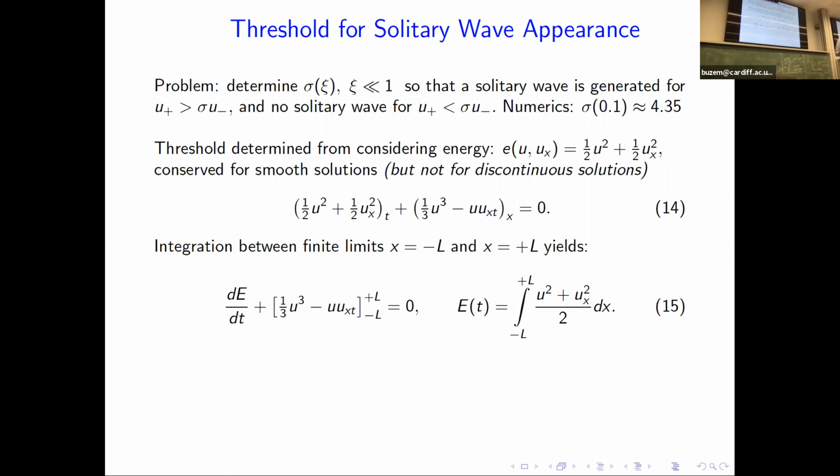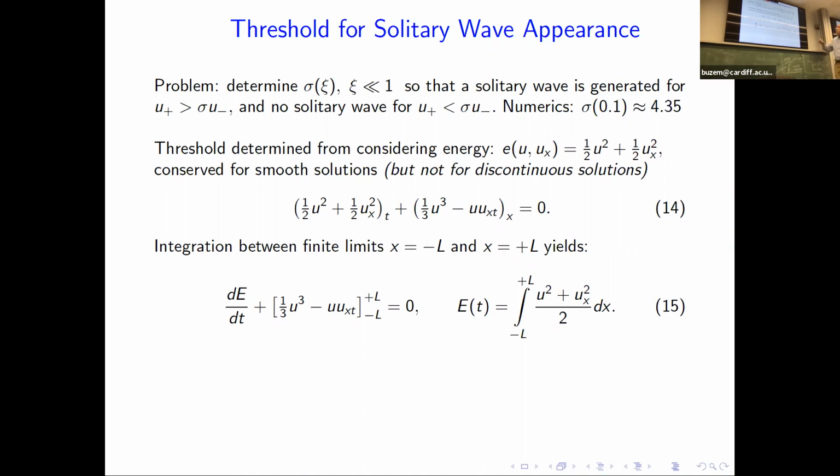So the problem is outlined at the top: to find a sigma depending on this width, so that a solitary wave is generated if U plus is bigger than sigma times U minus, but no solitary wave for U plus less than sigma U minus. So typically we're going to fix U plus and vary U minus. Think of it that way. Eventually we'll fix U plus equal to 1.